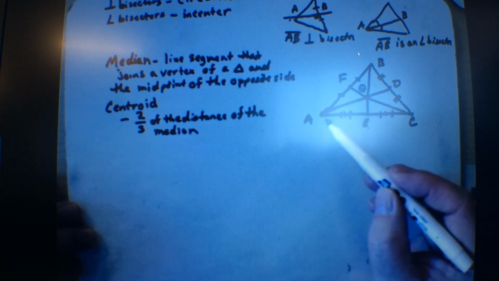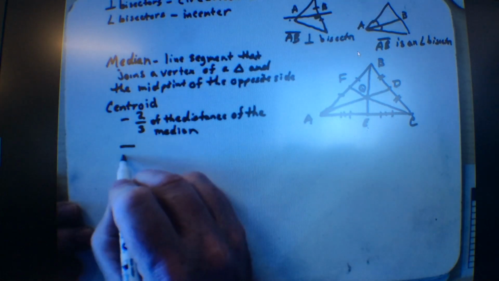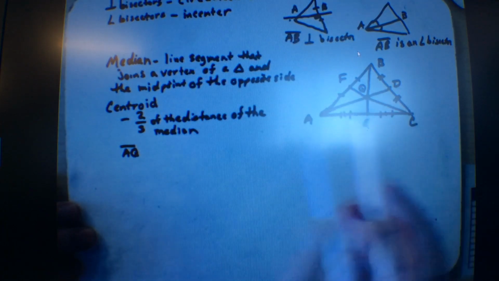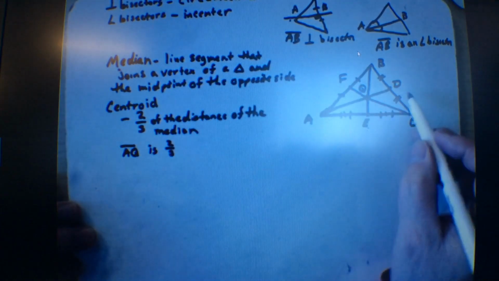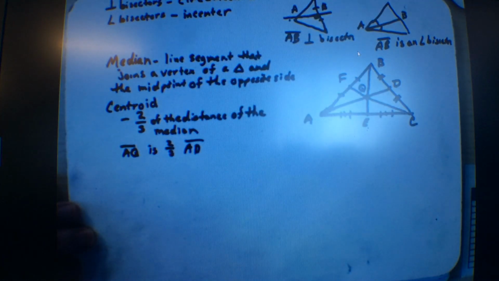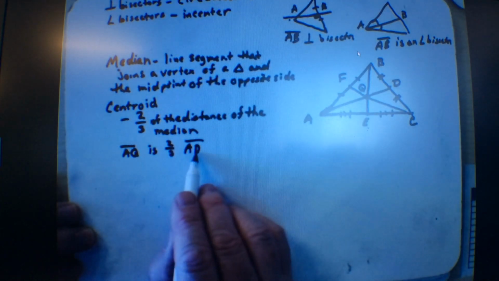What it's saying is, I'm just going to use one example, but there are 3 examples. It says that line segment AQ, that means from here to here, is 2/3 the whole thing, which is line segment AD. Now, when I say 2/3 of AD, what operation is being expressed there? I'll ask again. When I say 2/3 of AD, what operation is being expressed? Multiplication. The word of means multiplication.